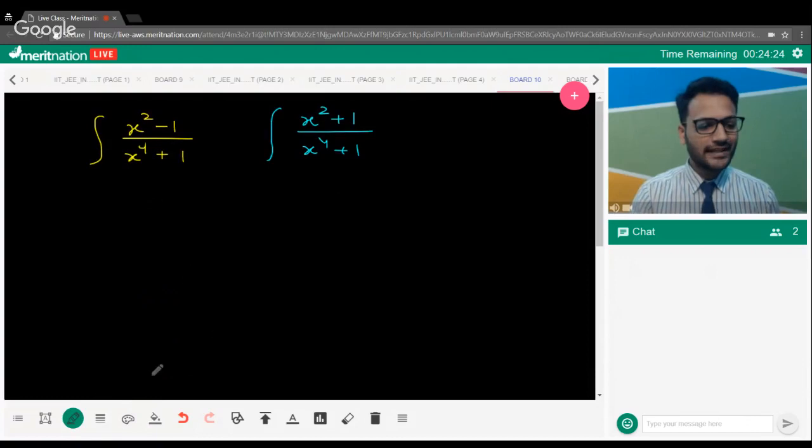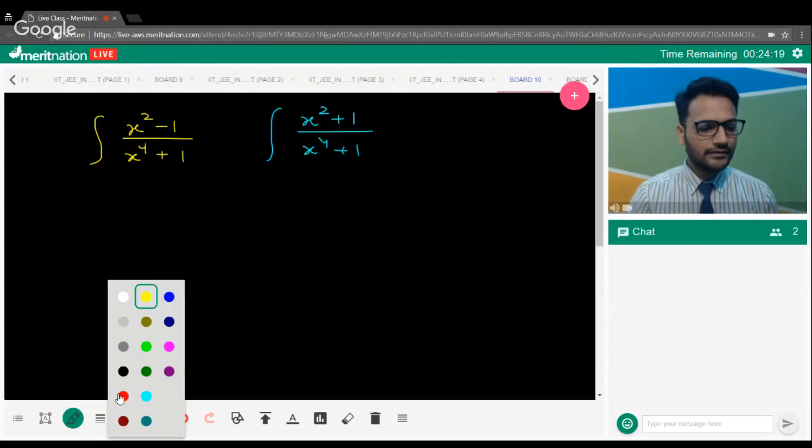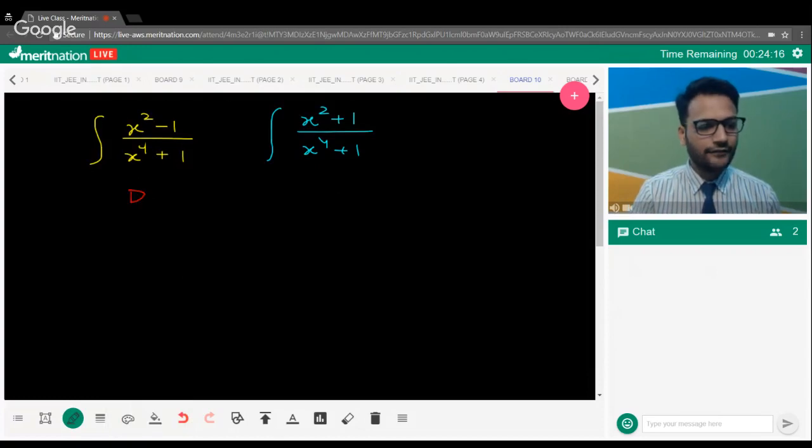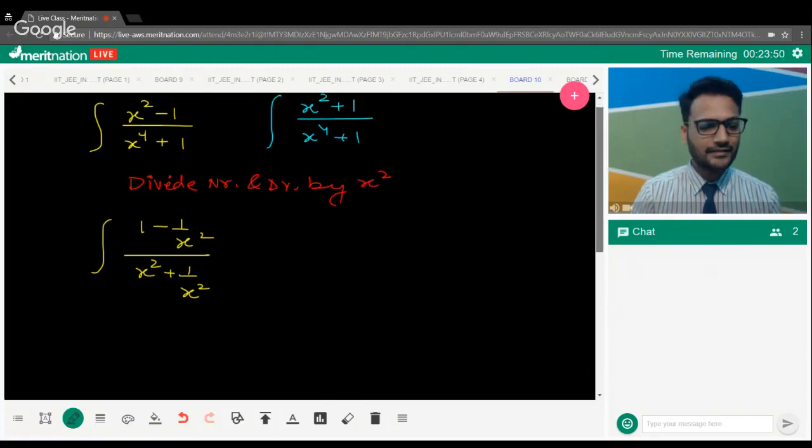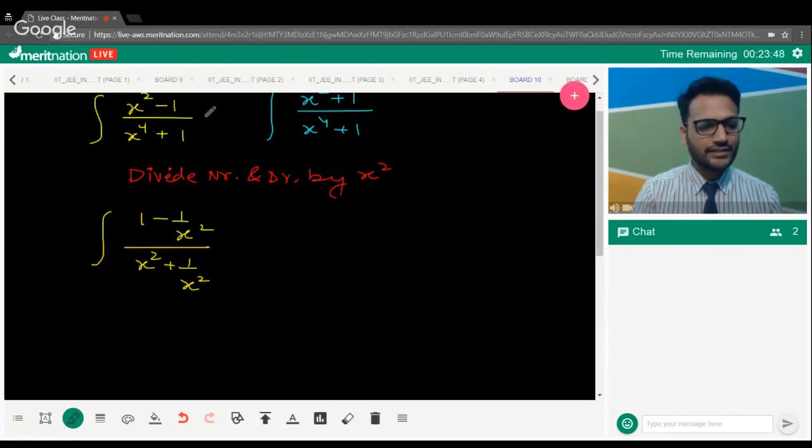In both the scenarios, what we usually do, let's say in the first one, in fact, in both of them, we divide numerator and denominator by x squared, right? That will be the first step. So if I talk about the yellow one, first of all, let's try and do the yellow one. If I divide it by x squared, what will I have? 1 minus 1 upon x squared, and the denominator turns out to be x squared plus 1 upon x squared, by x squared. Correct. Right? In this case, obviously it is dot dx.